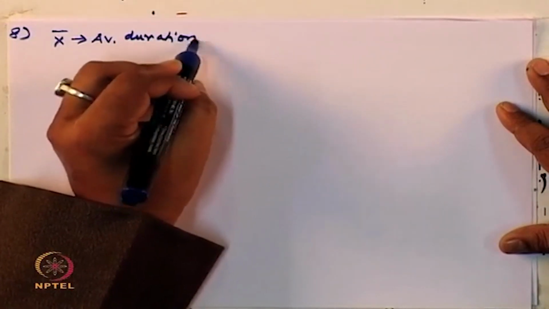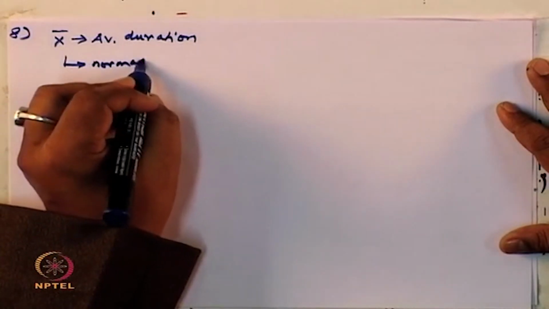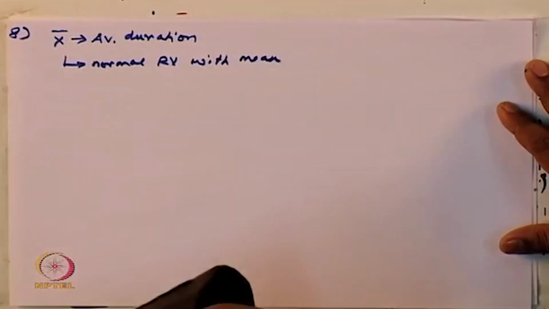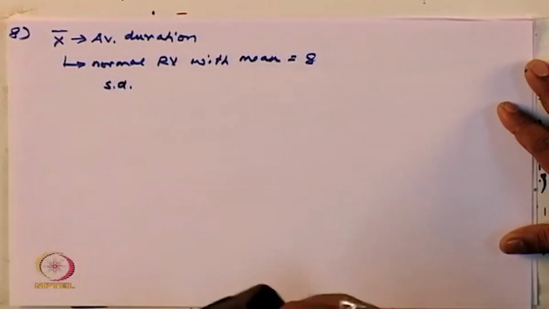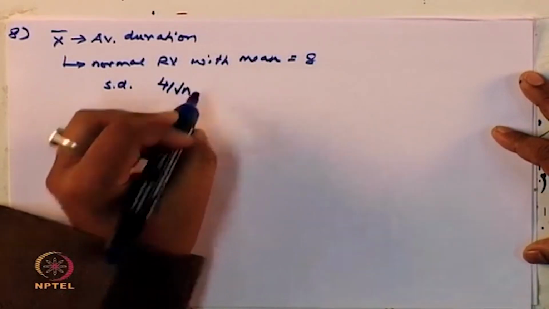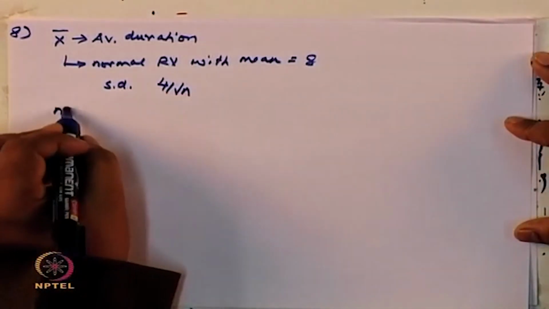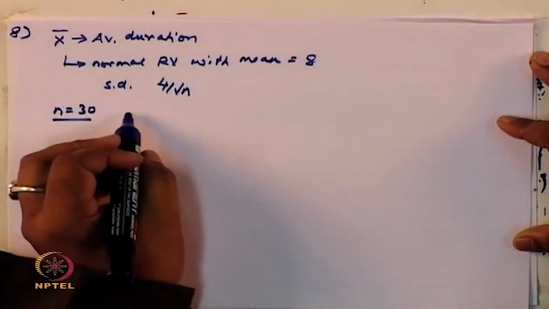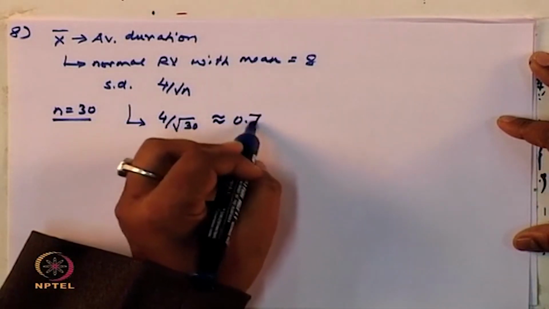Let us say x bar is the average duration. So, x bar will be a normal random variable with mean equal to 8 and standard deviation equal to 4 by root n. In our case n equals 30, because 30 medical records are chosen. For this, your standard deviation comes to 4 by root 30, which is approximately 0.73.